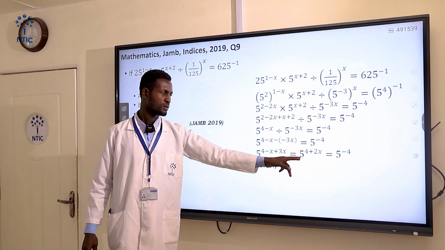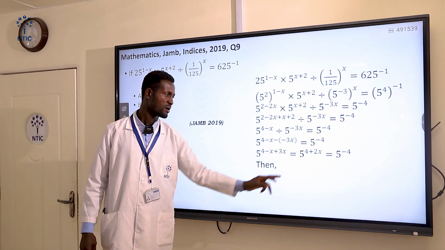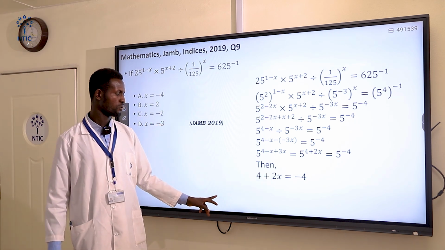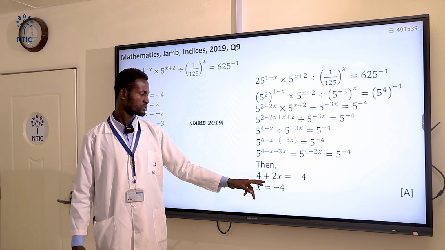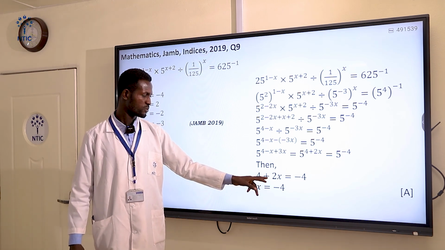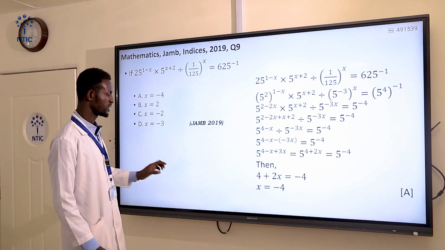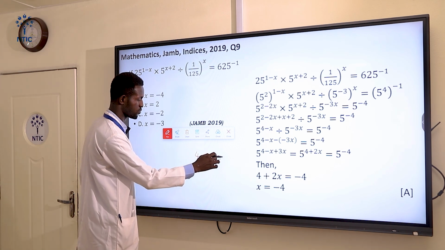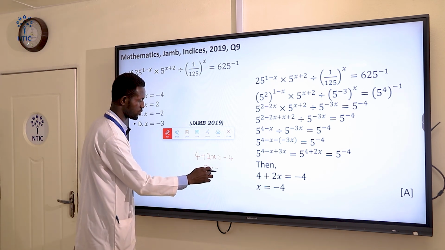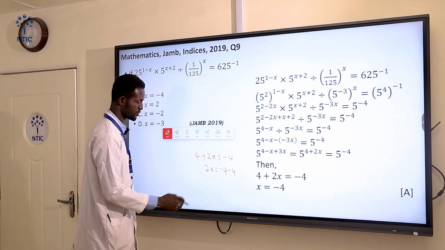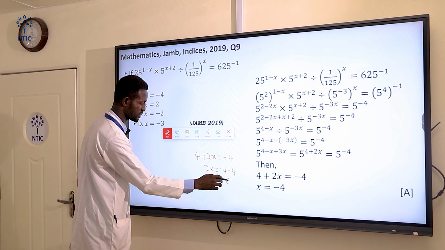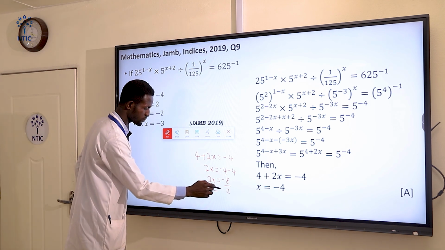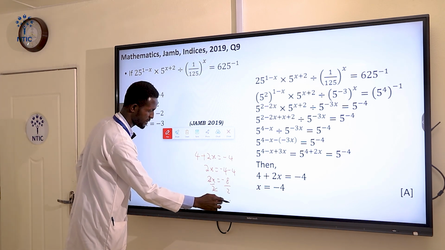Since their bases are equal, their powers must also be equal. Then 2x equals minus 4 minus 4, which is minus 8. You have 4 plus 2x equals minus 4, then 2x equals minus 4 minus 4, 2x equals minus 8. Then we divide both sides by the coefficient of x, which is 2, and we get x equals minus 4.